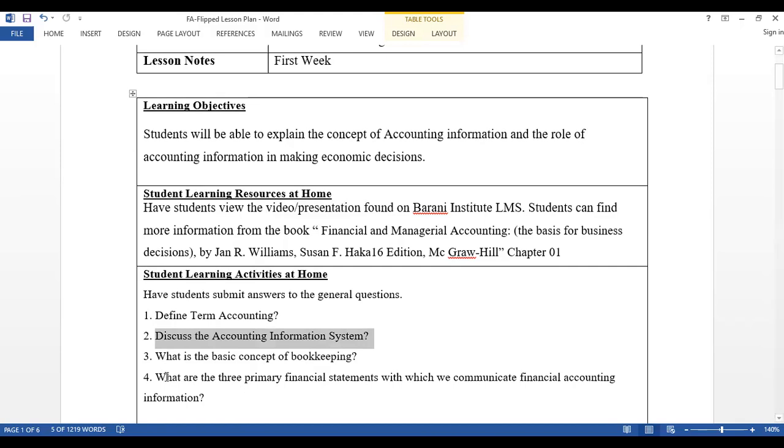I will randomly ask some student to define the term accounting. Then I can ask any other group, what is accounting information, which things are included in accounting information. Then you will come to the board and discuss it in detail. You can use the board, give your suggestions, and share your understanding with your classmates. Okay, it is basically a platform from which you will learn.